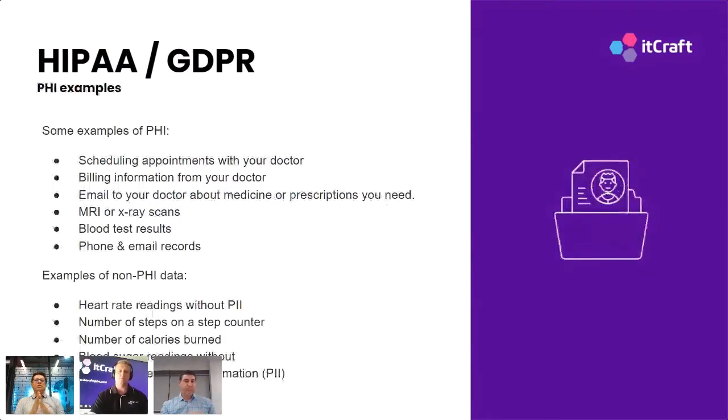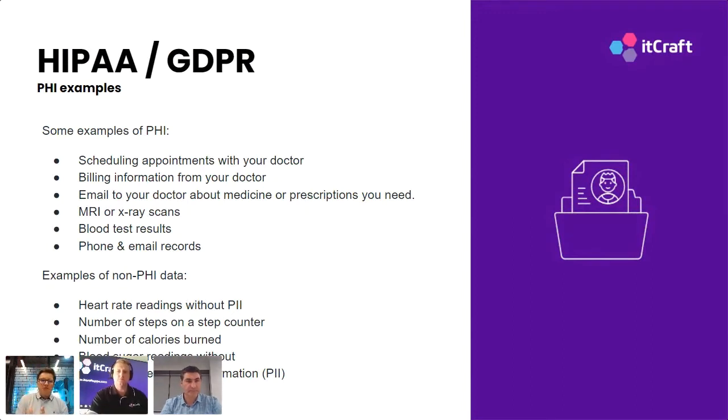You can see on this slide, whenever you think of scheduling appointments with your doctor, receiving billing information from your doctor, or even sending a message to your doctor about medicine or a prescription you need, you're using PHI. On the other hand, if you use some anonymous data regarding heart rate readings, number of steps, or calories burned, these are not treated as PHI, so you don't have to care about HIPAA compliance.